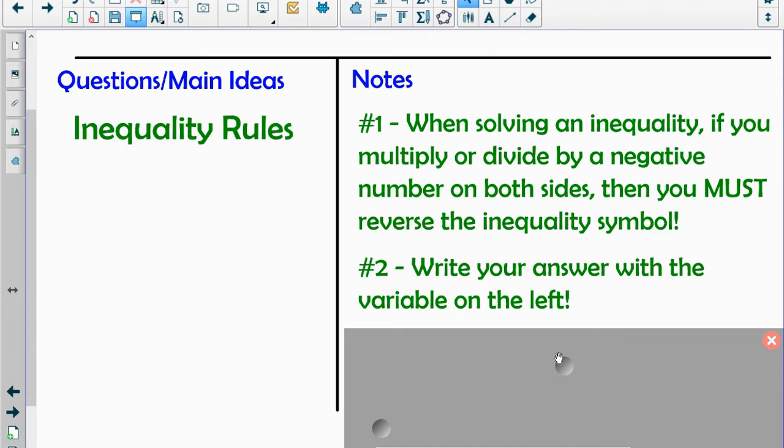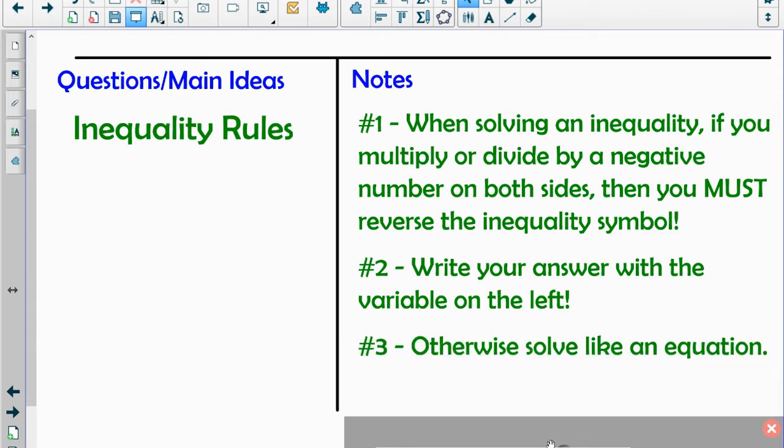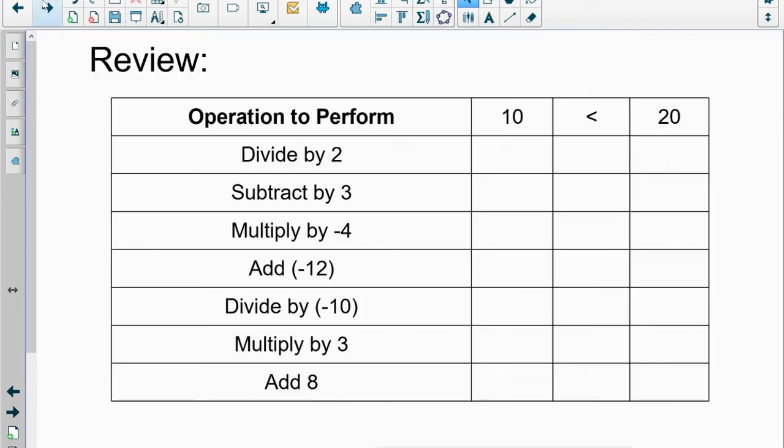And then our third inequality rule to follow is that we pretty much solve it like an equation. All right. So we solve inequalities like equations where we have a balance point at the inequality symbol, left side versus right side. And rule number one, we just have to watch out for that. So I want to go through an example showing you why rule number one must be followed.